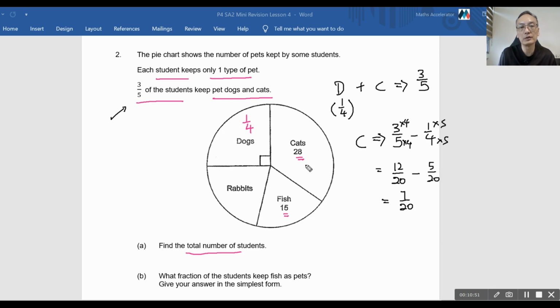So let's add the information here. This is actually equal to 7 over 20. Okay, how do we make use of this information to solve? So from here, we can see that 7 over 20 is represented by 28 pupils. So our next job is to find 1 over 20. From 7 over 20 to 1 over 20, we divide by 7. So we take 28, divide by 7, and we arrive at 4.